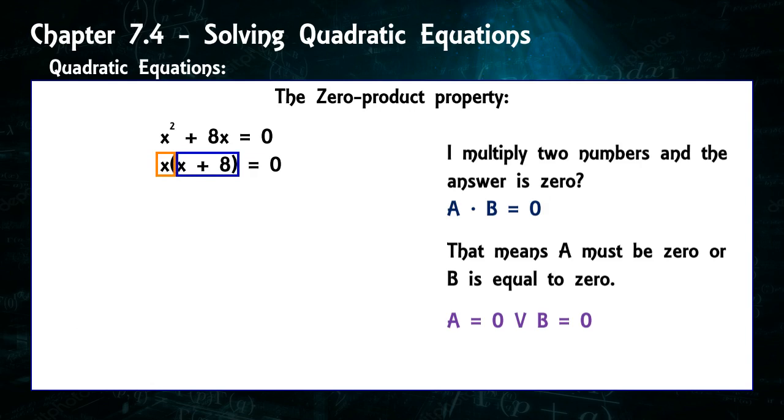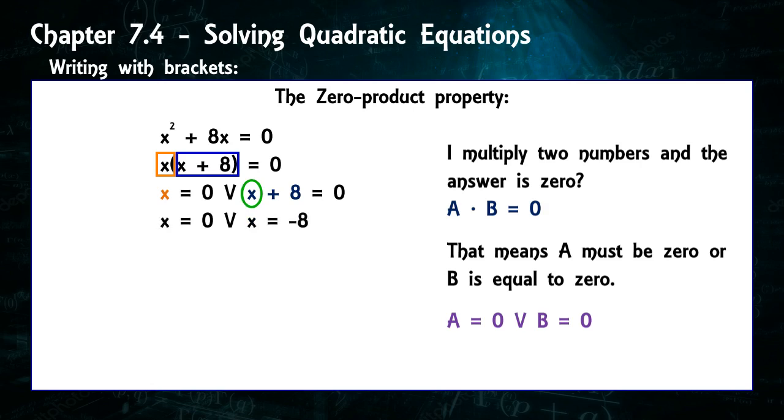So x is equal to 0 or x plus 8 is equal to 0. And if something plus 8 is equal to 0, that means that this x must be equal to minus 8. So the solutions for this equation are x is 0 or x is minus 8. And that's how you solve this equation. Let me do one more before we try one on our own.